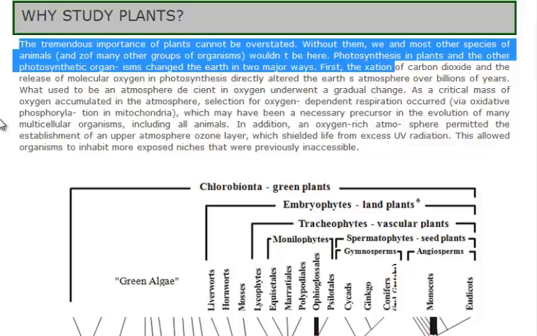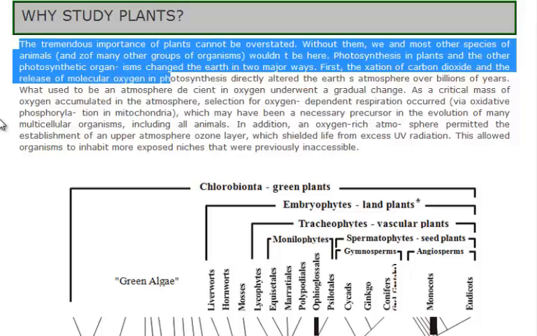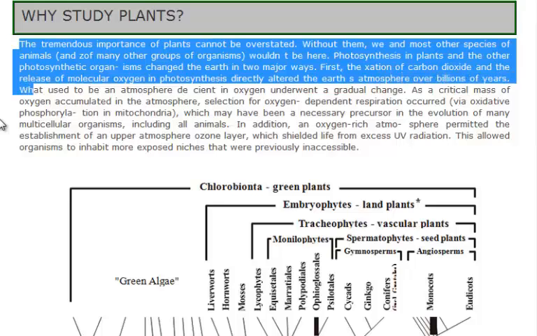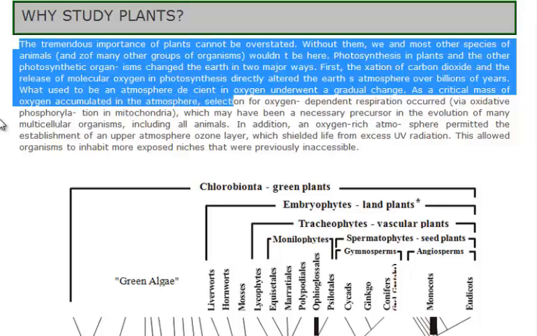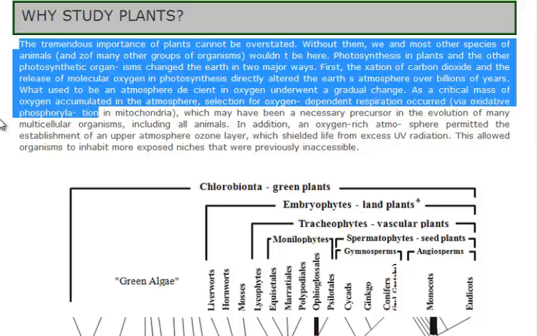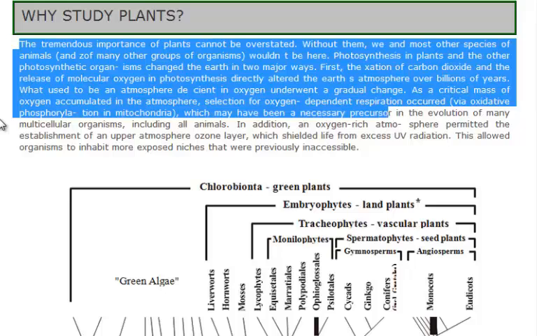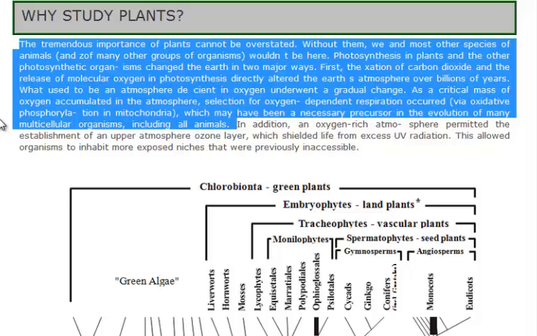First, the exhaustion of carbon dioxide and the release of molecular oxygen in photosynthesis directly altered the Earth's atmosphere over billions of years. What used to be an atmosphere deficient in oxygen underwent a gradual change. As a critical mass of oxygen accumulated in the atmosphere, selection for oxygen-dependent respiration occurred, which would have been a necessary precursor in the evolution of many multicellular organisms, including all animals.